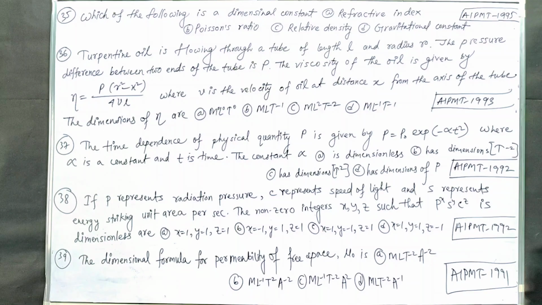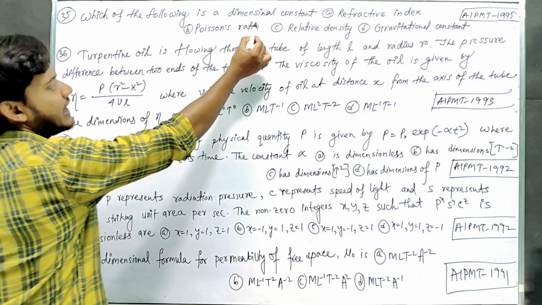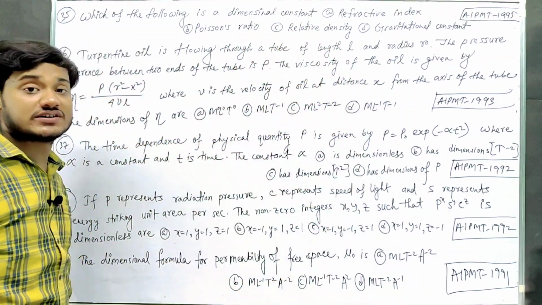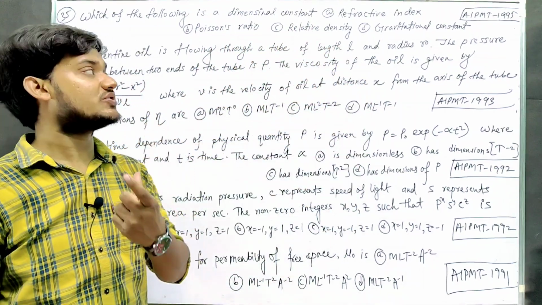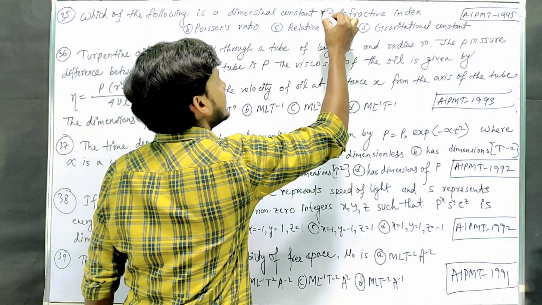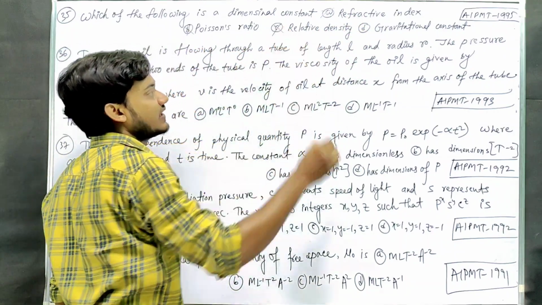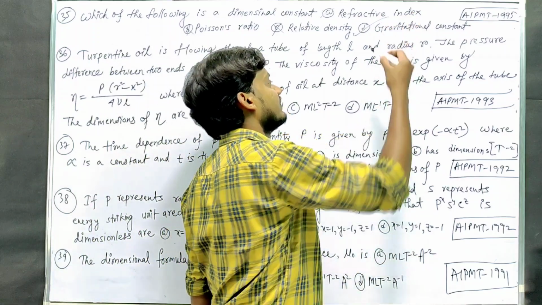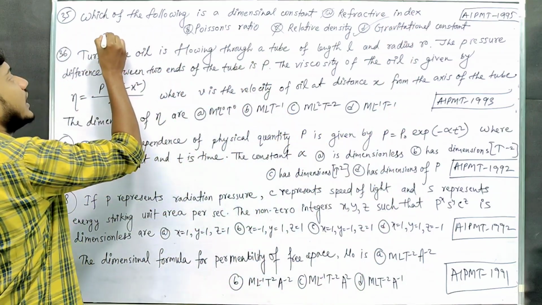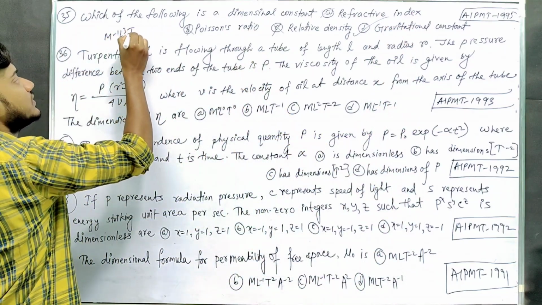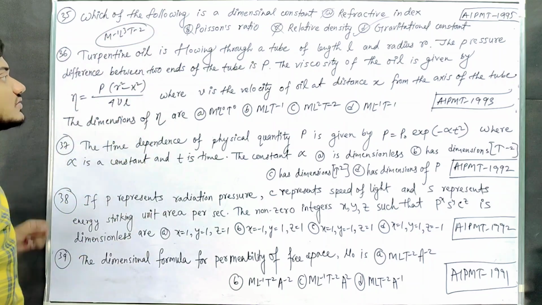Question 35. Which of the following is a dimensional constant? Dimensional constant means a constant which has dimension. Refractive index, Poisson's ratio, and relative density are dimensionless. Gravitational constant has dimensions. We know M inverse L cube T inverse 2 is the dimension of the gravitational constant.